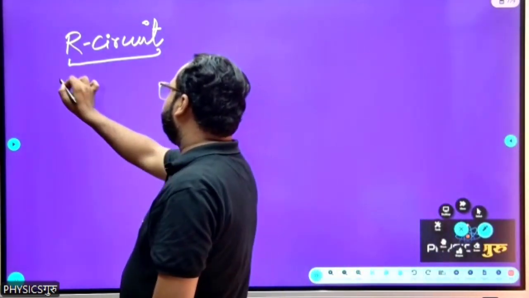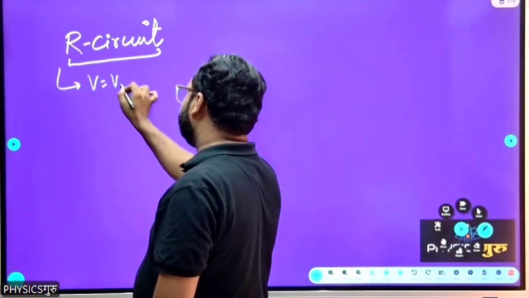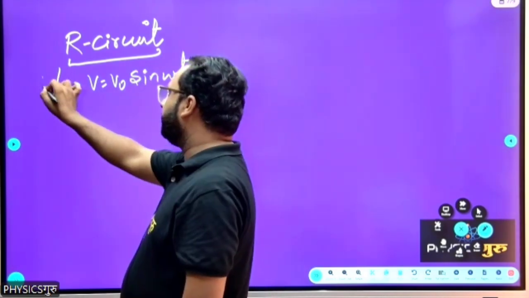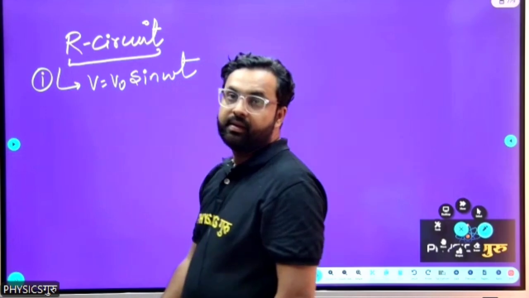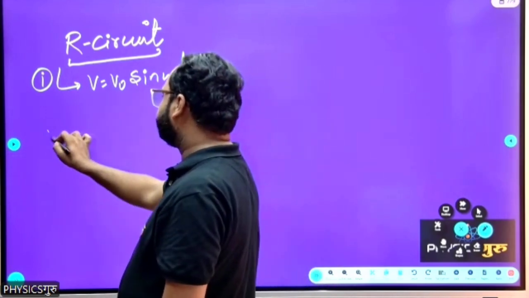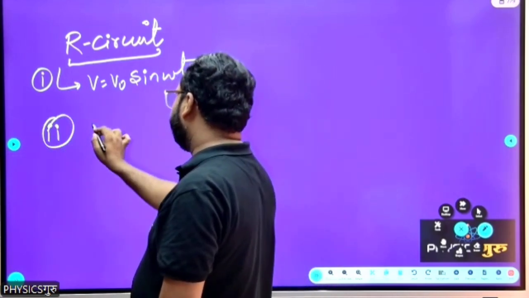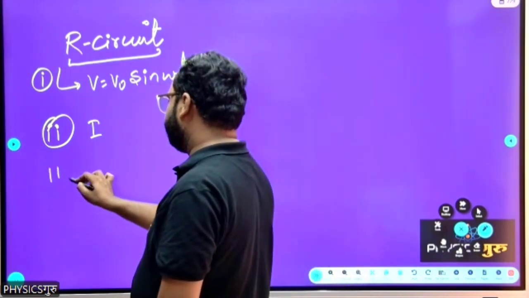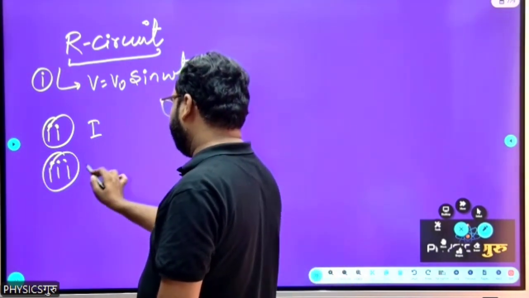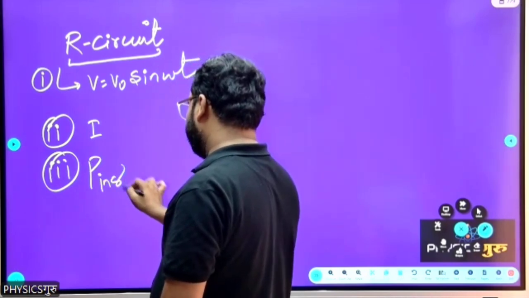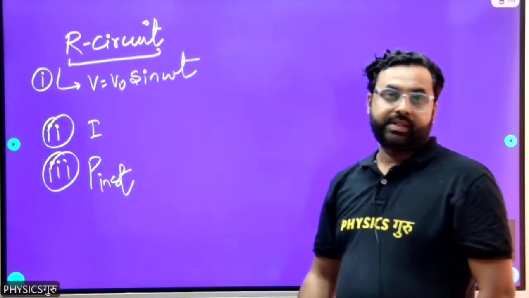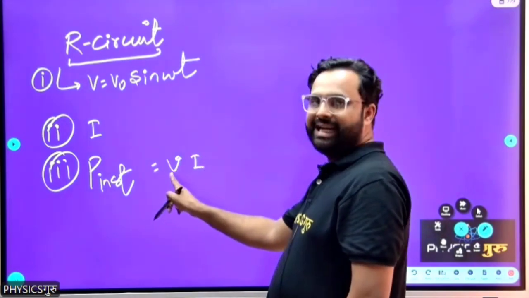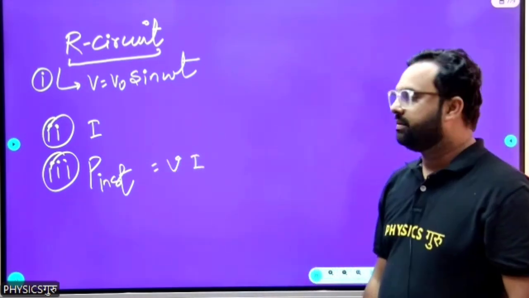सबसे पहले we will try to write the voltage expression. V is equal to V naught sine of omega t. Step number 1, try to write voltage expression. Next, step number 2, current formula. Try to write current. Third one, step number 3, try to find instantaneous power, which is nothing but the product of V into I. Instantaneous voltage into instantaneous current.